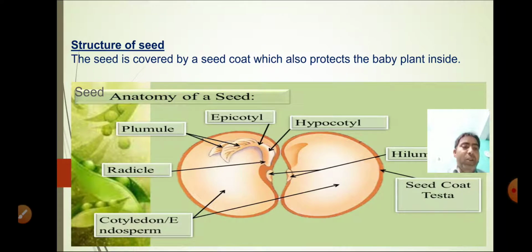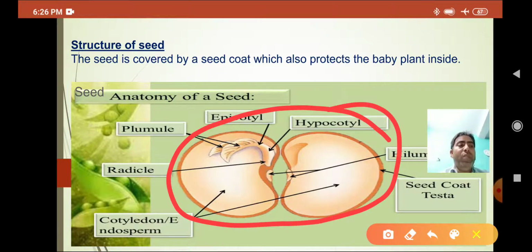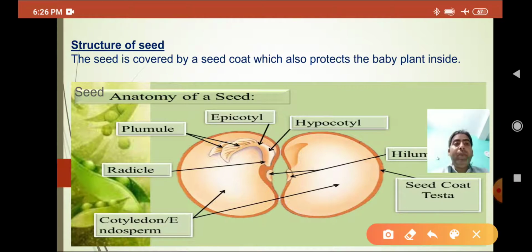We know that flowers develop into fruits and fruits contain seeds. This is the structure of a seed. Now see very carefully that a seed has a baby plant inside, enclosed safely within.